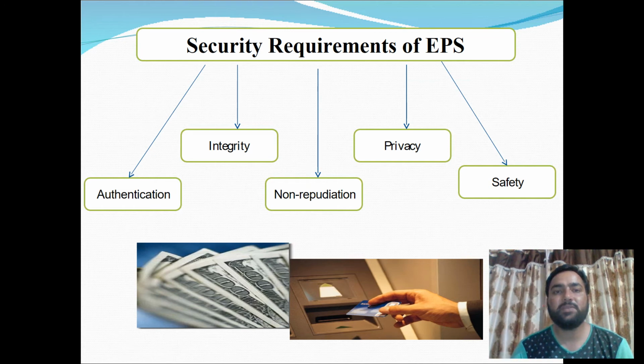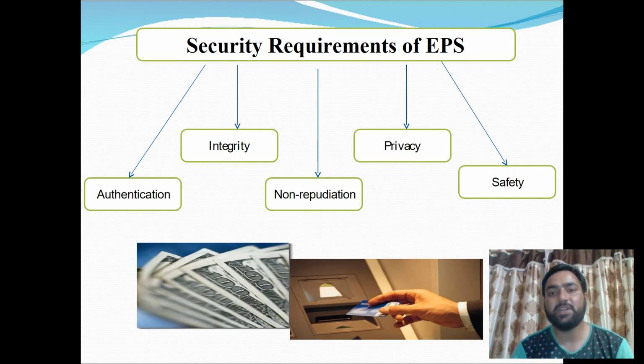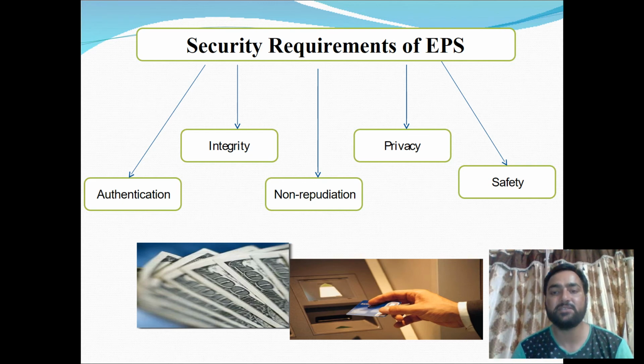So what are the basic security requirements of an electronic payment system? Authentication: authenticated users are making the payment. Integrity: the data information is intact at both ends. Non-repudiation: the one who is issuing the information cannot deny the particular transaction. Privacy: the security of the information that is transmitting over the web. And safety: the individual user's safety is ensured, and the personal information related to a particular user is not disclosed to any unauthorized persons.